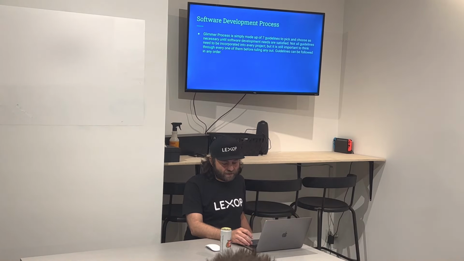It's simply made up of 7 guidelines to pick and choose as necessary. It's not very dogmatic. You can rule out some guidelines if you want, or not apply everything. And you don't have to follow an order. It's just a summary of all my learnings from my software engineering work, as well as my master's in software engineering.